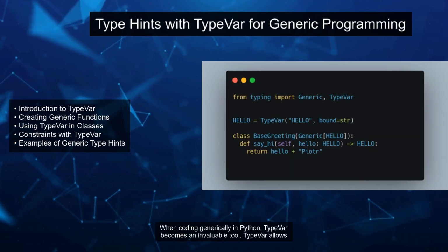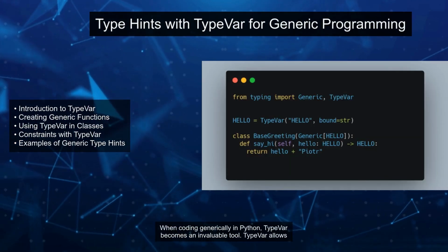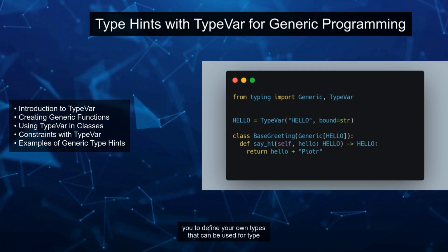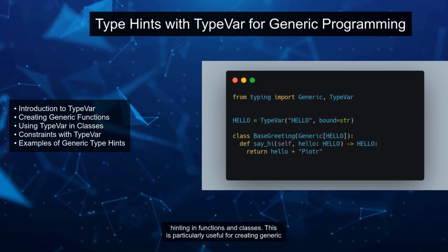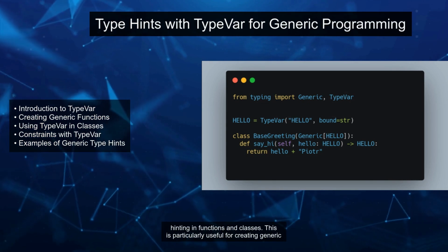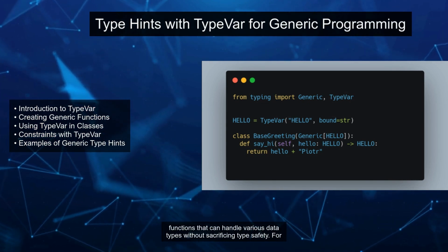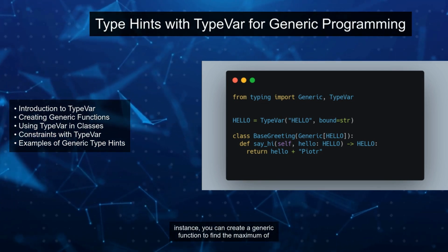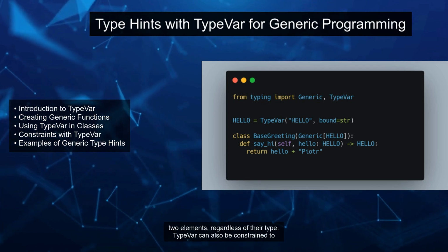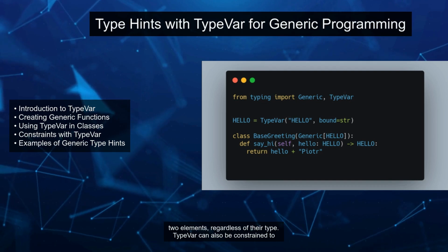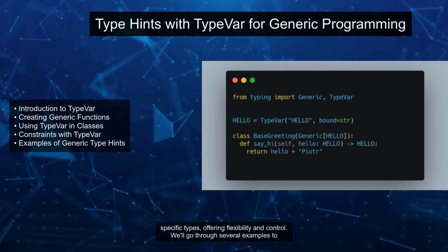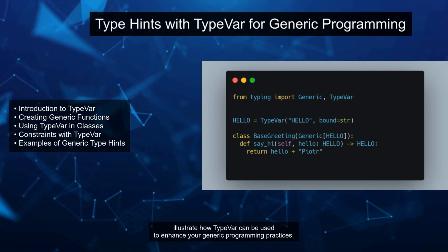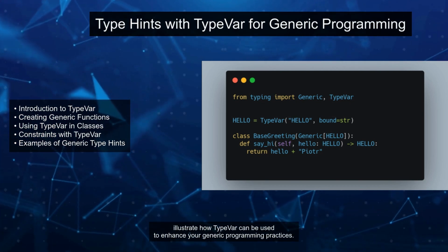When coding generically in Python, TypeVar becomes an invaluable tool. TypeVar allows you to define your own types that can be used for type hinting in functions and classes. This is particularly useful for creating generic functions that can handle various data types without sacrificing type safety. For instance, you can create a generic function to find the maximum of two elements, regardless of their type. TypeVar can also be constrained to specific types, offering flexibility and control. We'll go through several examples to illustrate how TypeVar can be used to enhance your generic programming practices.